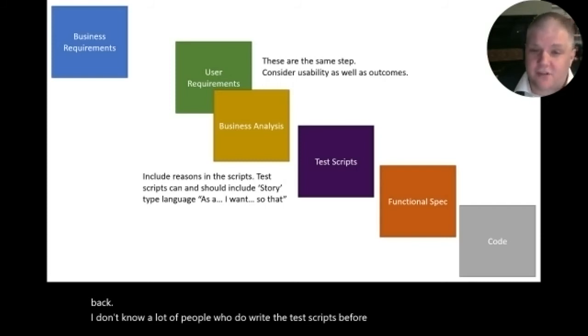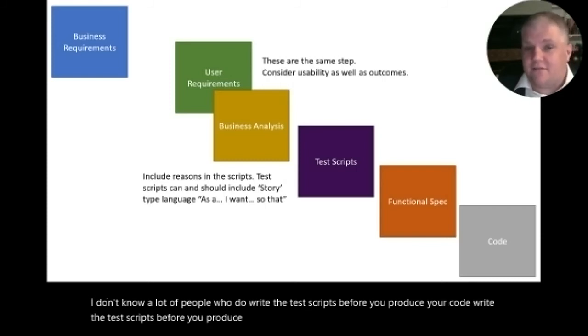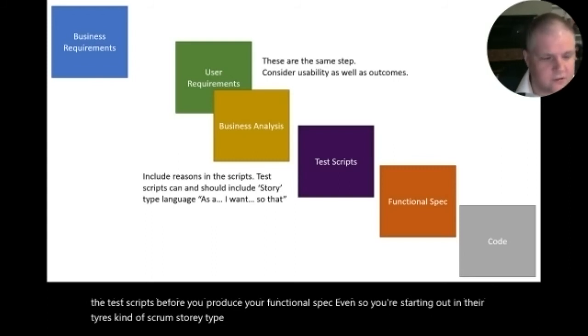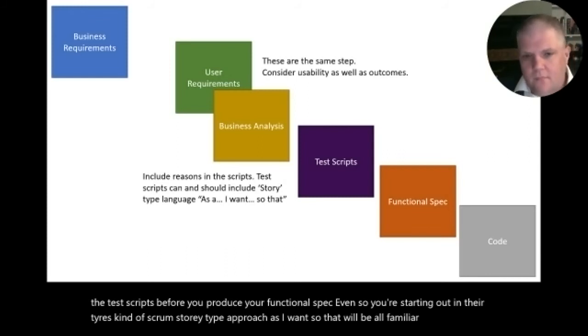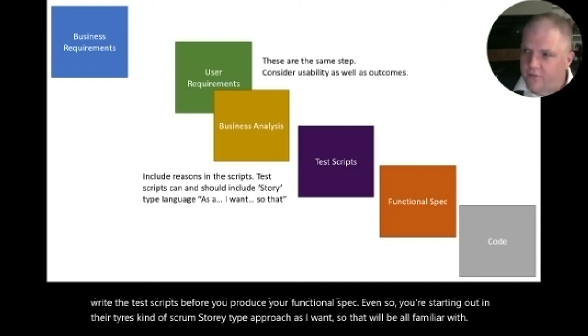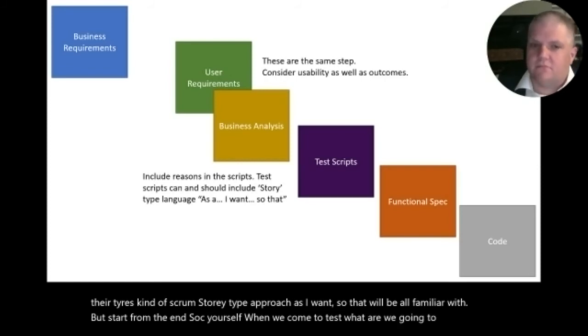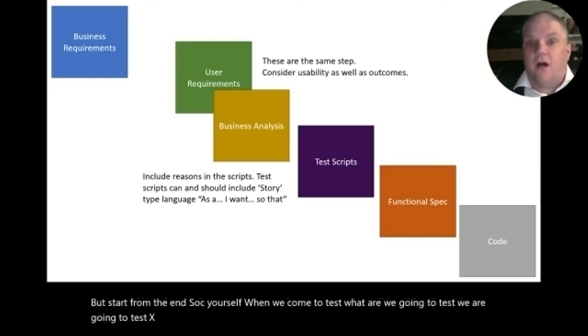Write the test scripts before you produce your code. Write your test scripts before you produce your functional spec. So you're starting out in a kind of Scrum story type approach, you know, as a, I want, so that, which I'm sure you're all familiar with. But start from the end. So say to yourself, when we come to test, what are we going to test? We are going to test X, Y, Z. Right, therefore, I need this in my functional spec. Therefore, I'm going to write that code.